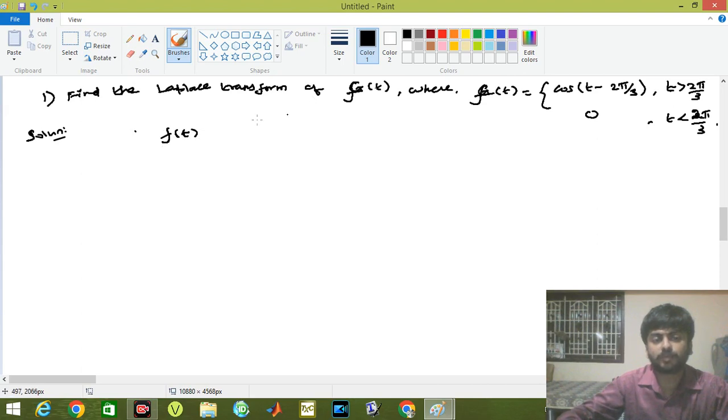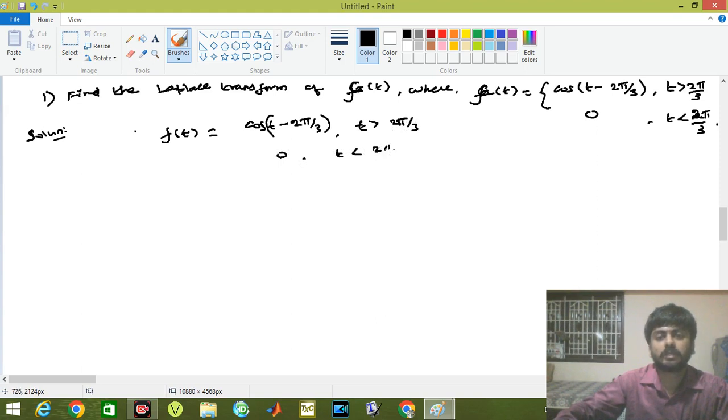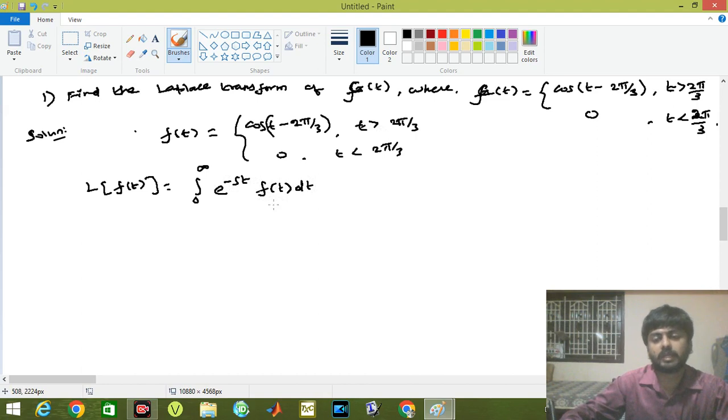If they have asked in examination for L of g of t, it means you have to use g of t. So f of t equals cos of t minus 2 pi by 3 when t is greater than 2 pi by 3, and 0 when t is less than 2 pi by 3. Now we know that the formula for L of f of t is integral 0 to infinity e power of minus st f of t dt. If they have given g of t, you have to use g of t here.